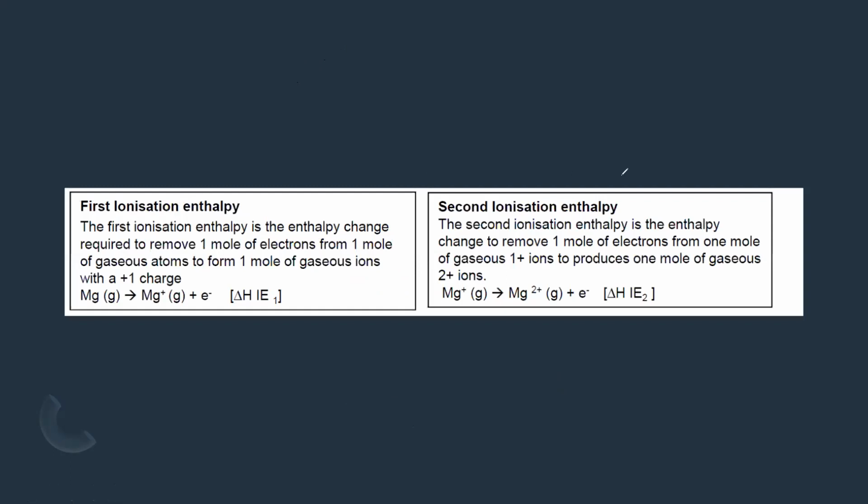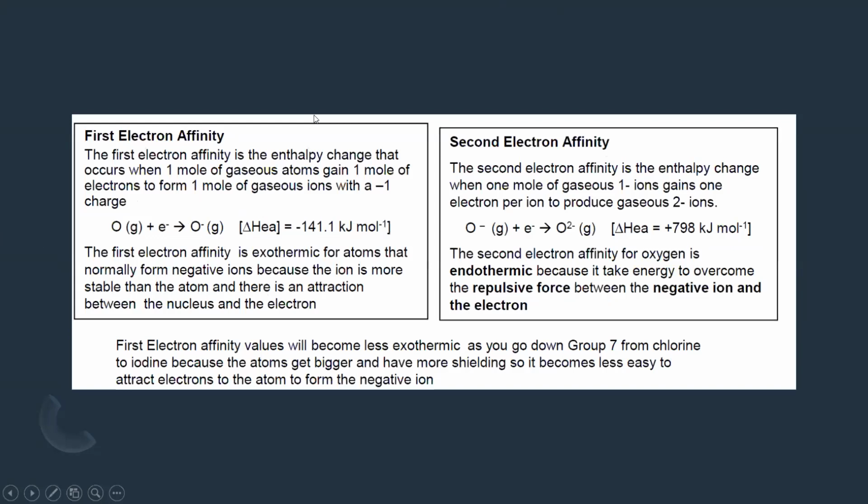Then first ionization and the second ionization. The term ionization means energy required to remove an electron. So when we remove the first electron, we call that the first ionization. When the second electron is removed, we call that the second ionization. But again, the condition is that it should be in the gaseous state.